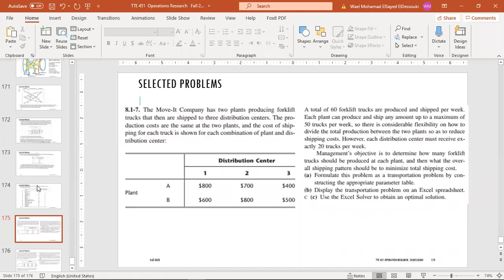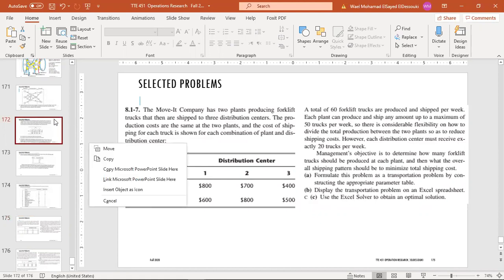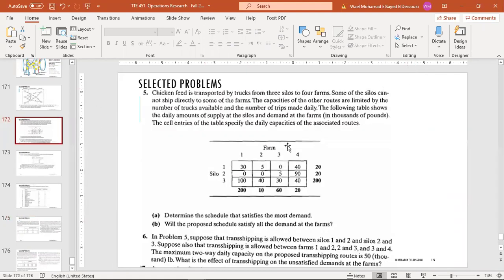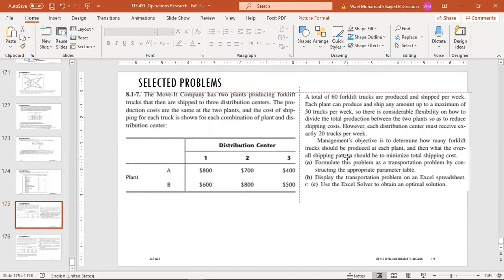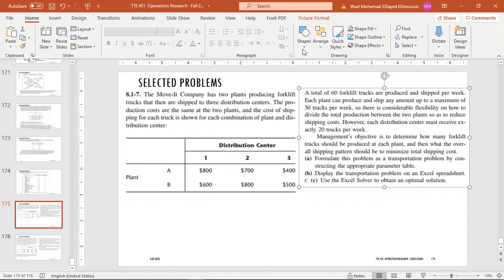Formulate this problem as a transportation problem by constructing the appropriate parameter table and display the transportation problem on an Excel spreadsheet. Try to solve it using the methods that we discussed earlier. So here we need to start first by defining our decision variables. This is not a straightforward problem similar to the problems that we took before, and I fully understand this. Okay, so what are our decision variables here?